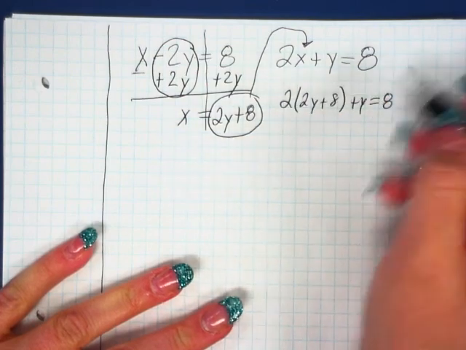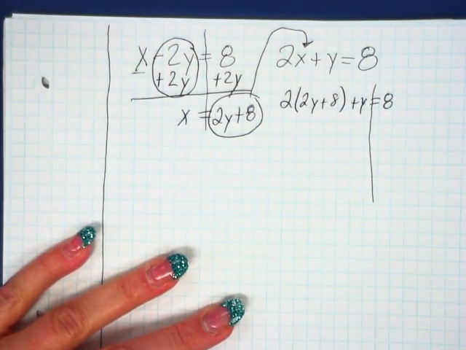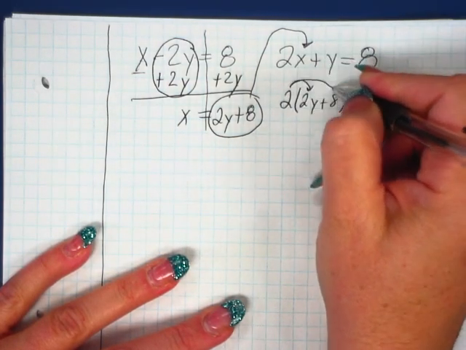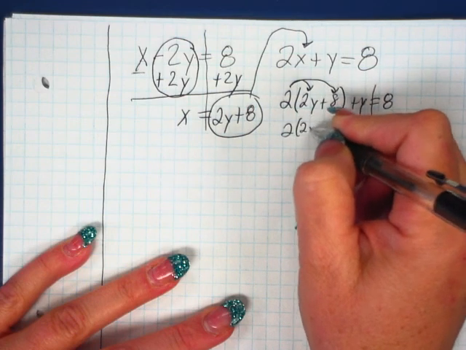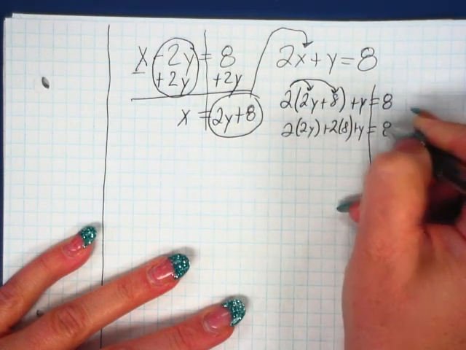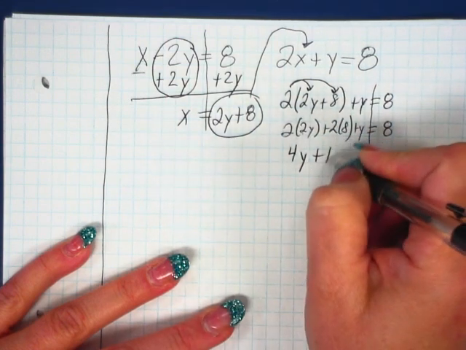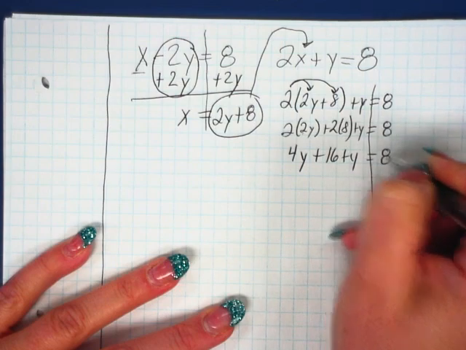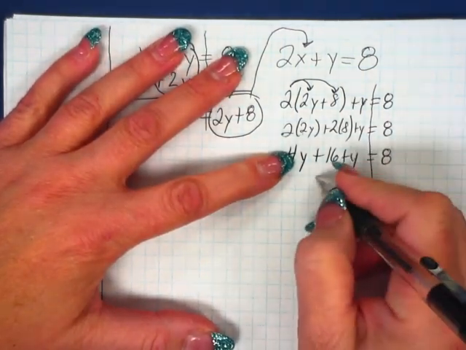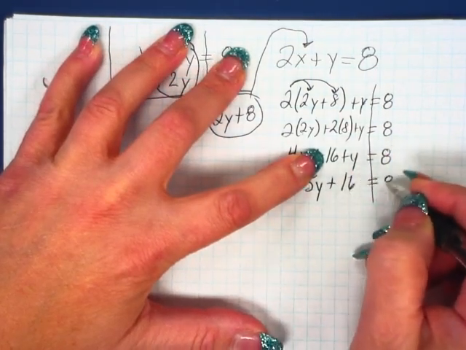To get rid of parentheses, because I'm going through my PEMDAS right now, and I'm going through solving equations and everything we've done this year, we want to distribute that 2. 2 times 2y plus 2 times 8 plus y equals 8. 2 times 2y is 4y. 2 times 8 is 16 plus y equals 8. So now I've got 4y and 1y makes 5y. Plus that 16 equals 8.